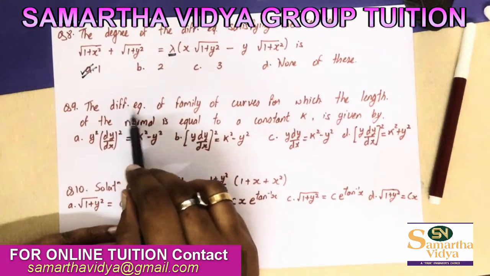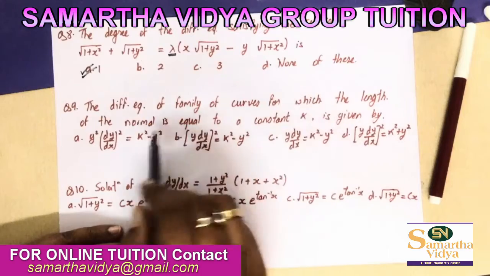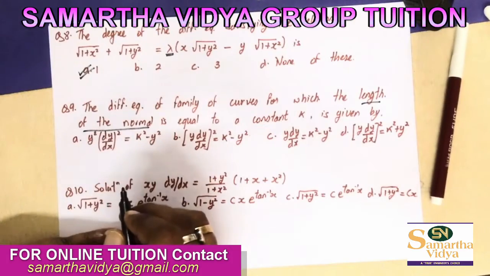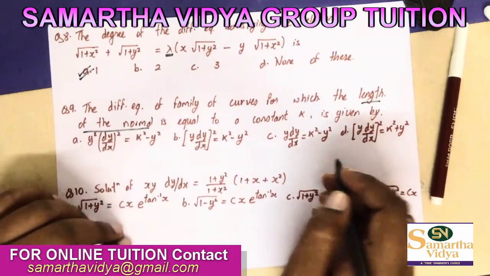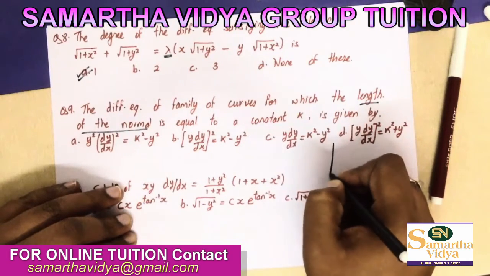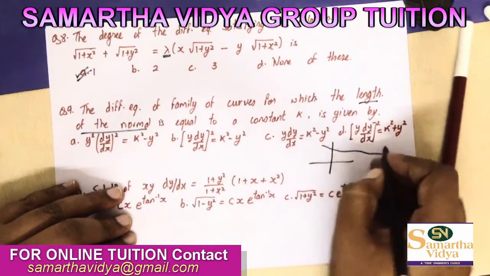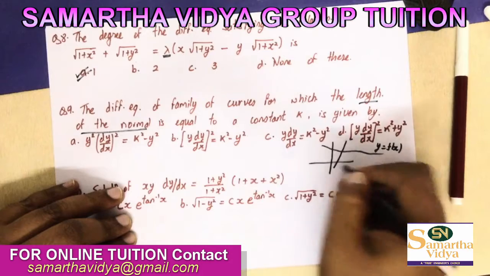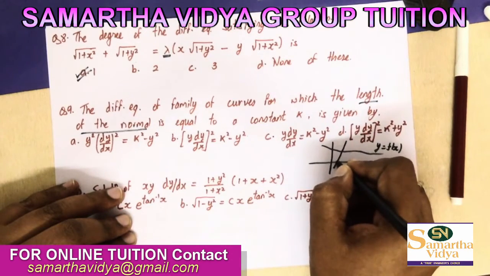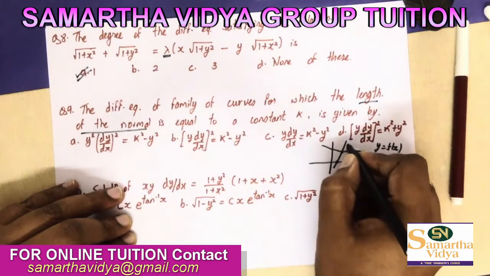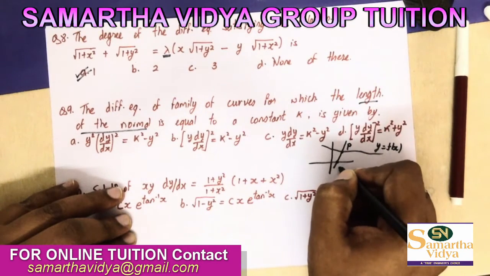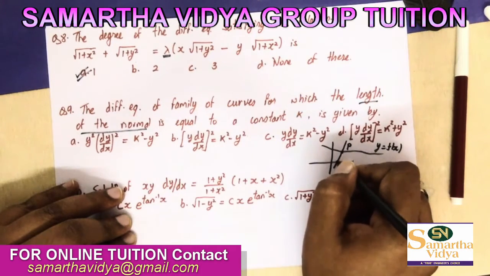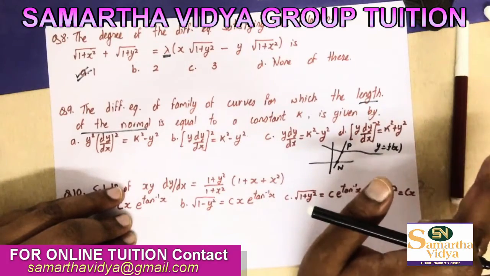Moving to the next one, we have the differential equation of the family of curves for which the length of the normal is equal to a constant. Now let us see diagrammatically what the length of normal is. If I have any function, let us say y is equal to f of x is any curve, and we have a normal drawn to it. So the length of normal is nothing but the distance between these 2 points. That is, let us say this is my point P where the normal is drawn, and this is N where it is intersecting the x-axis. So the distance between P and N is the length of normal.